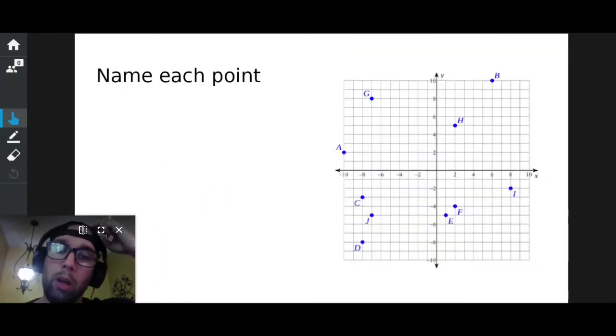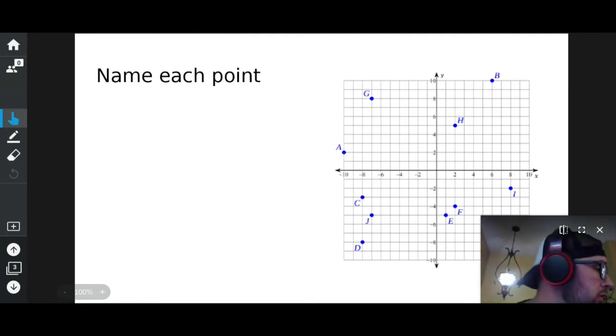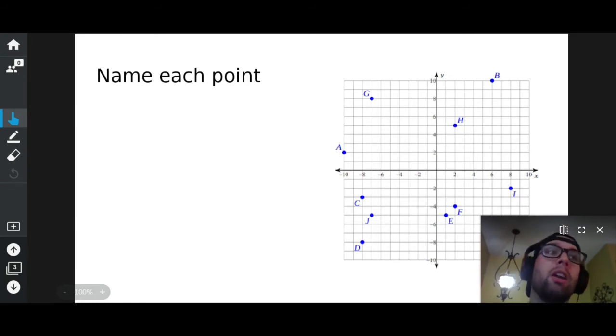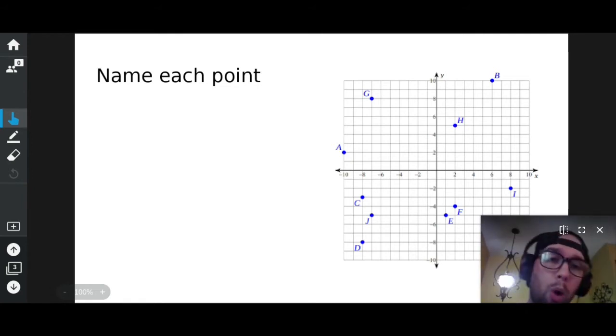Now, can I fit my face there without ruining anything? Yep. Now what I want to do is name each point. So I have a bunch of points, and I have to go to those points and give the distances or the directions that I have to get there, and then turn those words into a point. So if I were to say right 6, up 3, then my point is 6, 3. If I were to say left 2, up 1, then it would be left 2, which is negative 2, up 1, so negative 2, 1.